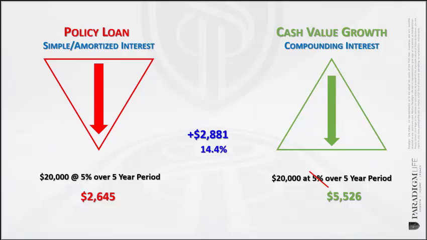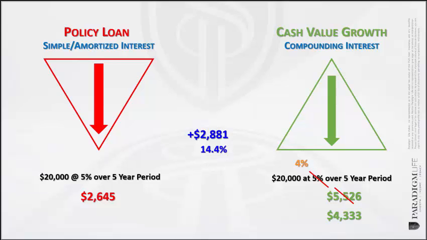So in our example before, we actually didn't use a 5% growth rate. We used a 4% growth rate. So if we're using a 4% growth rate and a 5% loan rate, do we still come out ahead? And the answer is absolutely yes. Because at 4%, that $20,000 still has $4,333 of growth.